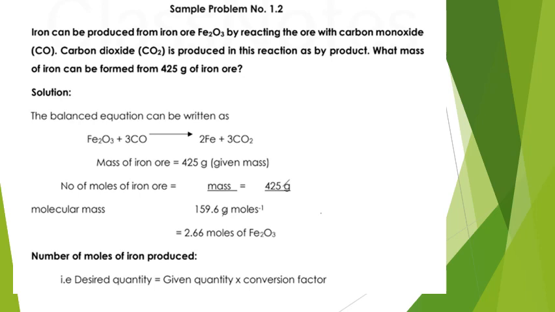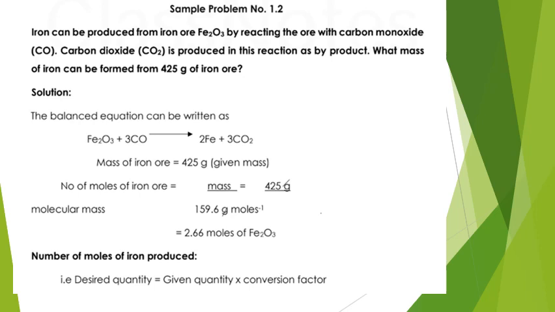The objective is very clear. The iron is present on the product side. So first of all, we have to write the balanced chemical equation for this reaction. Fe2O3 reacts with 3 moles of carbon monoxide to produce 2 moles of iron and 3 moles of carbon dioxide. Here a balanced chemical equation is given.